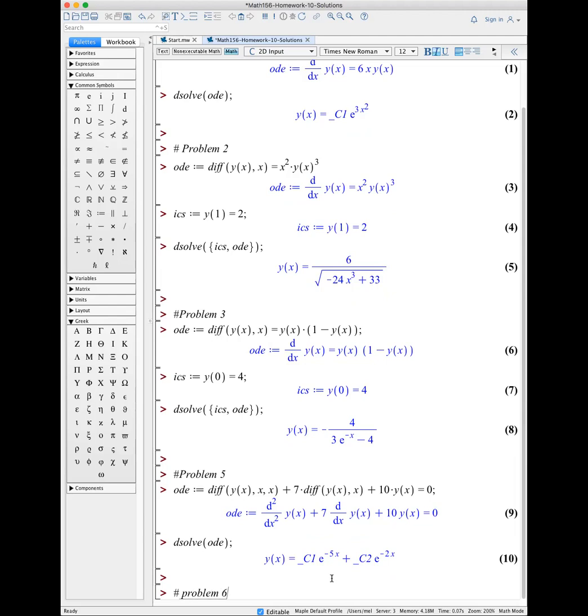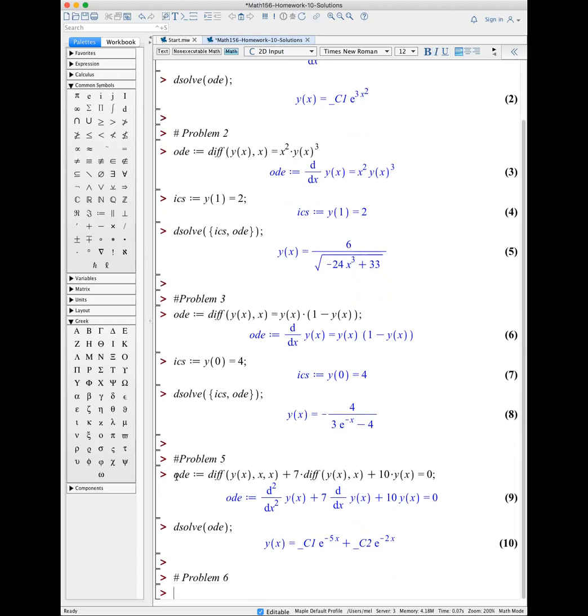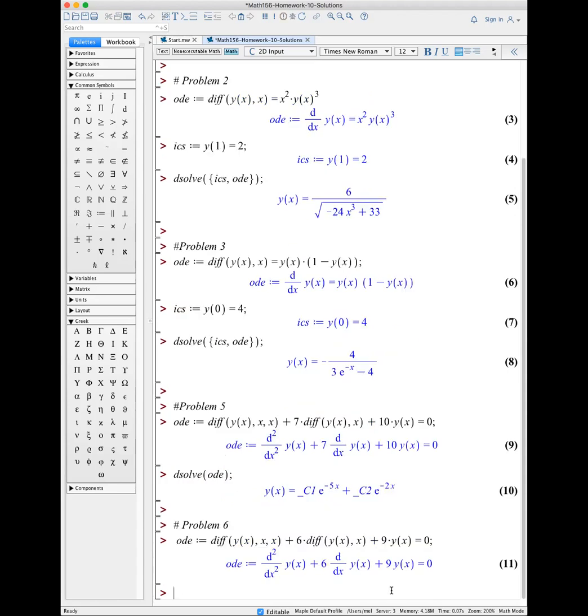And finally, problem 6. In this case, my differential equation is the second derivative plus 6 times the first derivative plus 9 times y. And my initial conditions, let's see, I'm not sure how to write this, so I'll try something and then I'll try something else if this doesn't work.